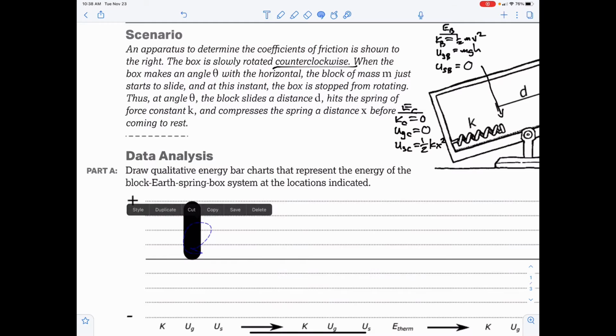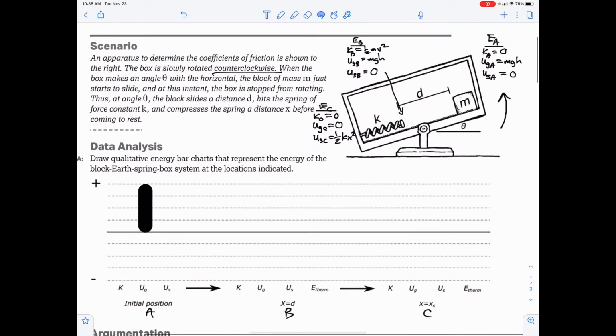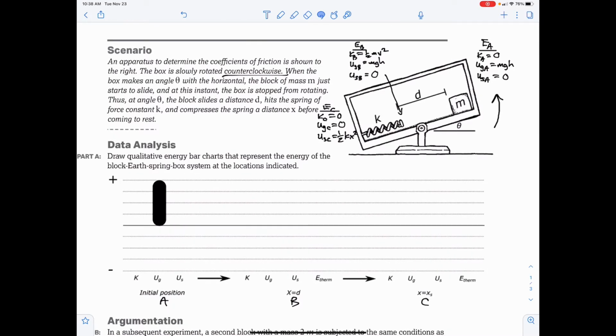So there's my initial bar graph for the spring potential energy. And notice that it's 4 units high. Now, if total energy needs to be conserved, that means all of my bars have to add up to 4 units high, no matter what energy it becomes.